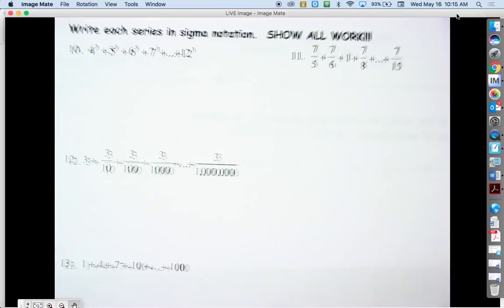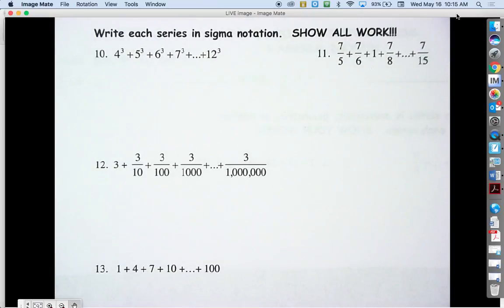So when you get your worksheet, if you flip it to the back, four problems ask you to write it in sigma notation. Anybody not get one? Give an extra.